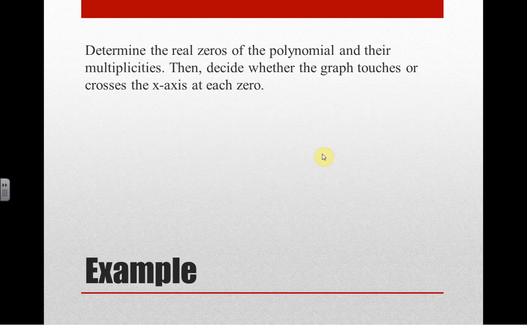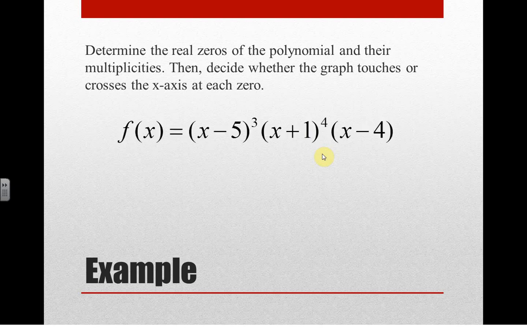This whole chapter is about getting to know a polynomial, and the first step is knowing where it crosses the x-axis. So determine the real zeros and their multiplicities, and then decide if it touches or crosses. So here we go. Real zeros. X equals 5. X equals -1. X equals 4. And then the multiplicities. This one would be 3. This one would be 4. This one would be 1.